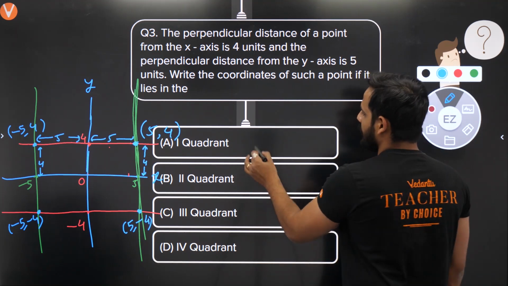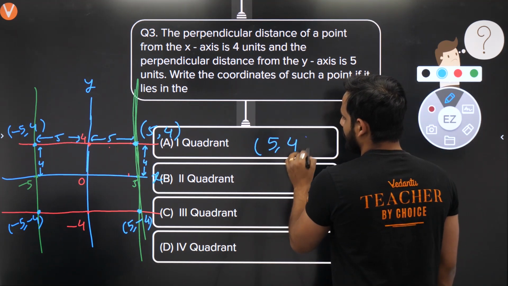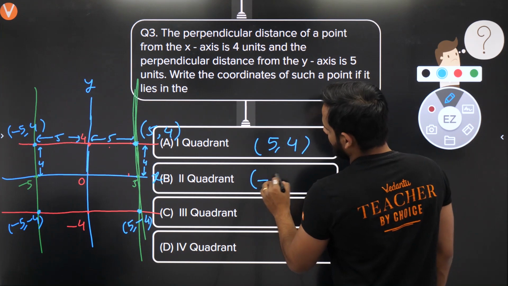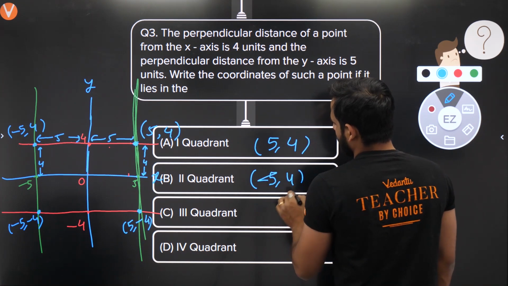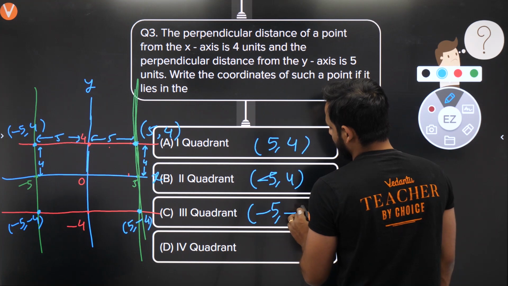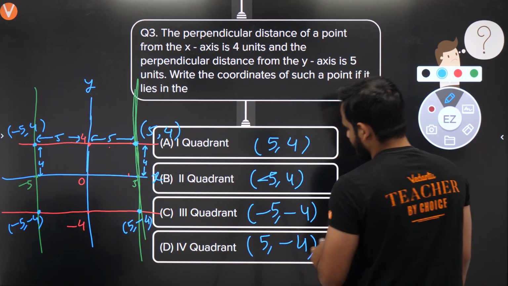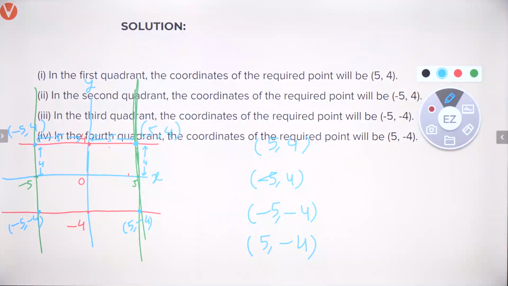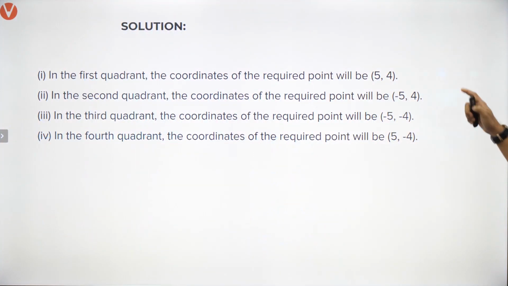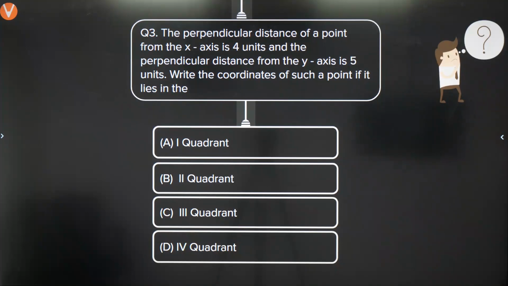In the first quadrant, you have 5, 4. In the second quadrant, you have minus 5, 4. In the third quadrant, you have minus 5, minus 4. And in the fourth quadrant, you have 5, minus 4. So these will be your points. Understood? Let's move to the next question.